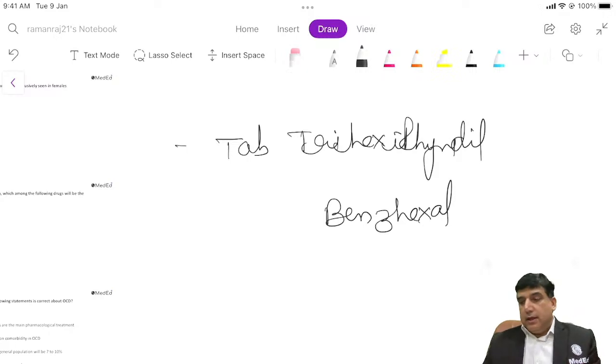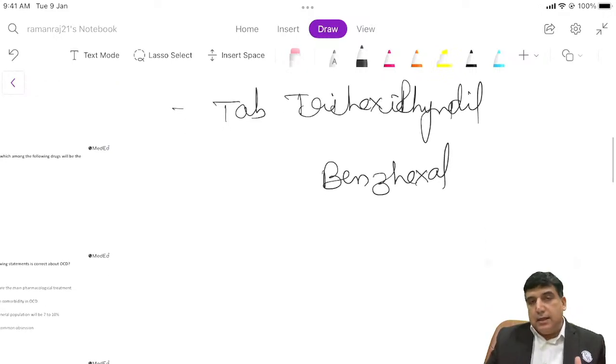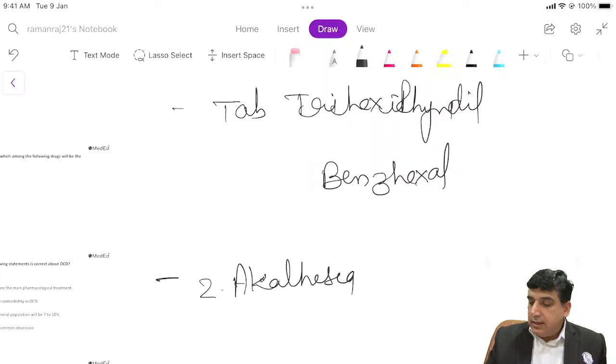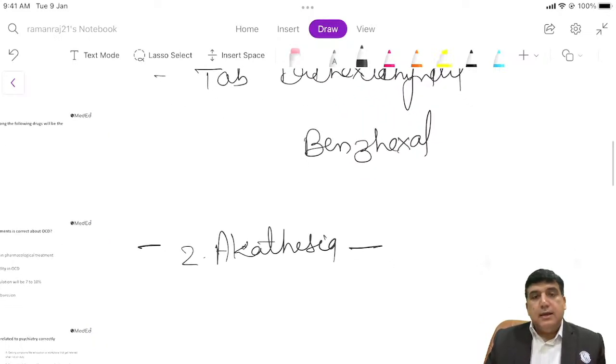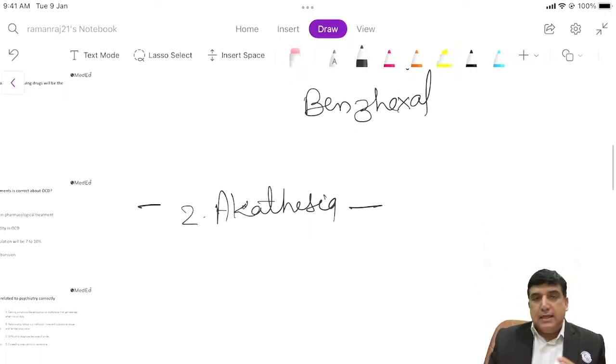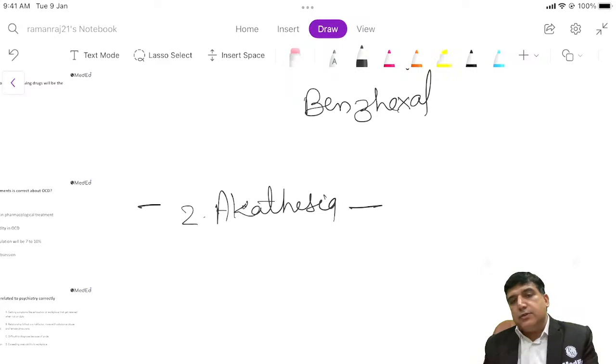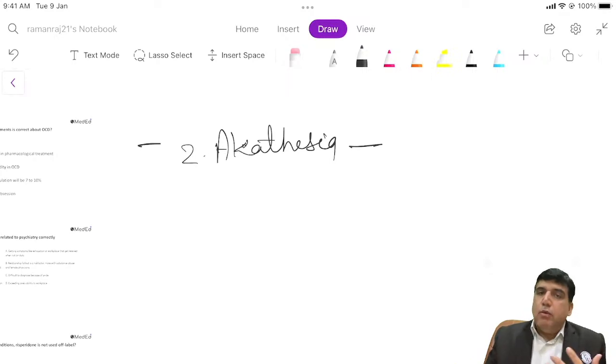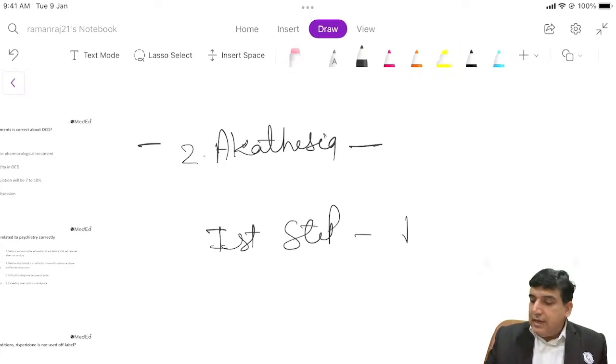Okay, and apart from these side effects, what other important side effect can they ask? One is akathisia. Akathisia is also a subjective feeling of restlessness. In akathisia, either they will describe the akathisia and then the examiner will ask what's your diagnosis, akathisia, or they will ask what first step you'll do. The first step in akathisia, what you do, you decrease the dose of antipsychotic.